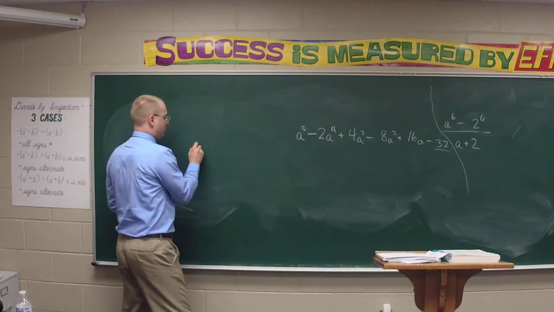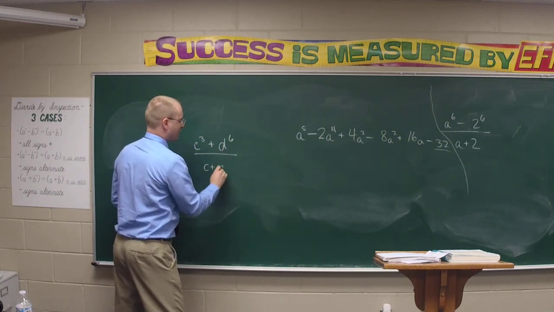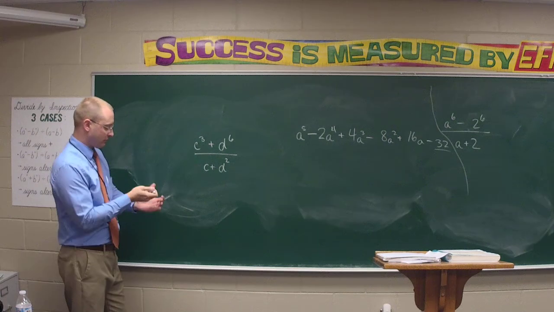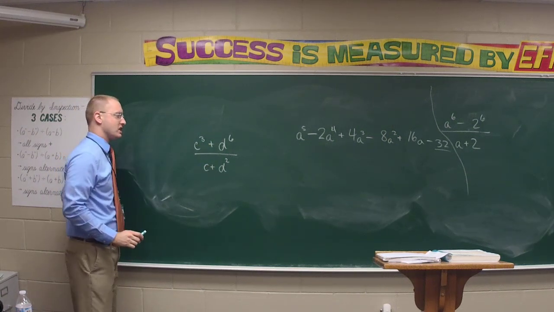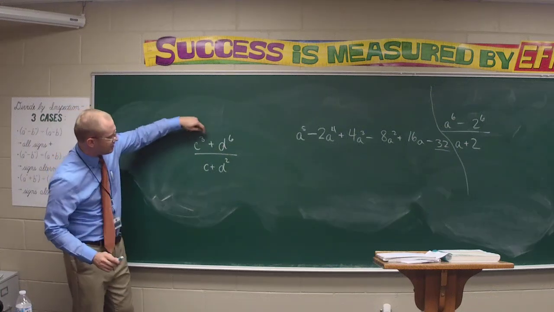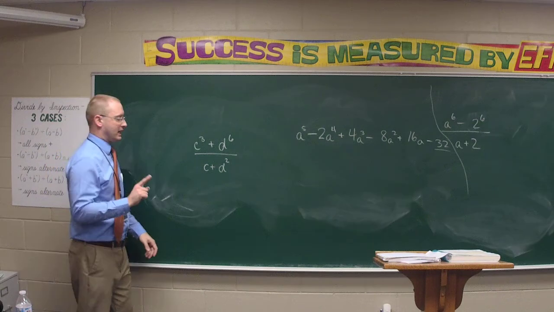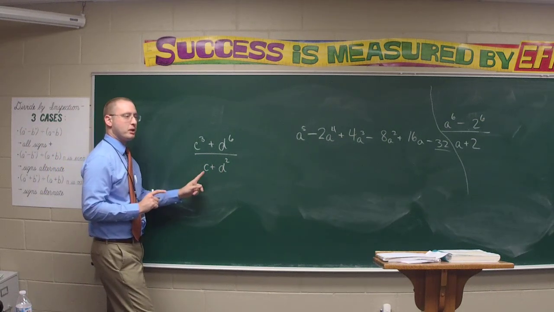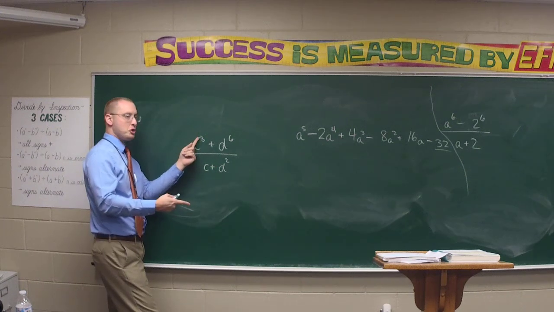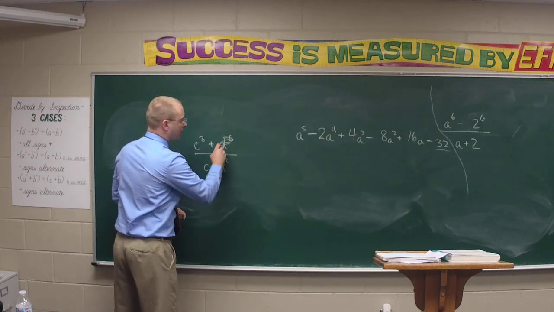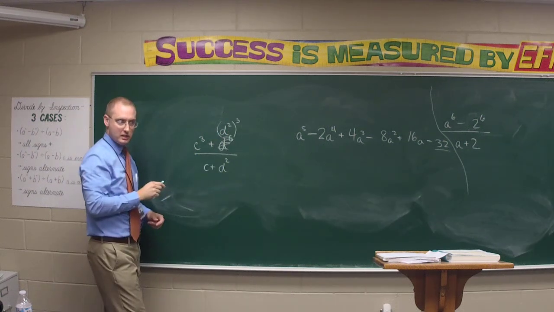What if we had, write this one down, c cubed plus d to the 6th over c plus d squared. One more, stay with me for a moment. C cubed plus d to the 6th all over c plus d squared. These powers don't match, do they? Oh, but wait a second. This isn't c plus d, it's c plus d squared. And I need a cube. Well, this is d squared cubed, isn't it?